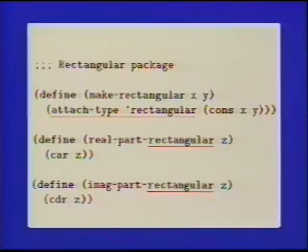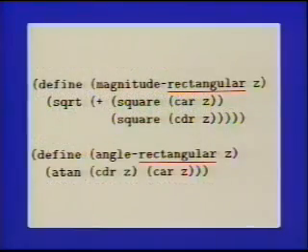Everything else George does is the same, except that George and Martha both have procedures named real part and imaginary part. So to allow them both to exist in the same Lisp environment, George should change the names of his procedures. So he'll say, this is George's real part procedure. It's the real part rectangular procedure. The imaginary part rectangular procedure. And then here's the rest of George's package. He had magnitude and angle, just renamed magnitude rectangular and angle rectangular.